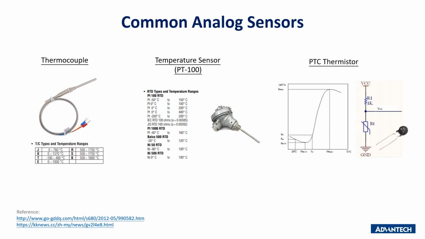The last kind of temperature sensor is the PTC thermistor. The complete name is positive temperature coefficient. That means when the temperature increases, the resistance value will increase too. On the contrary, there is also the NTC thermistor, whose working theory is the opposite of the PTC sensor.